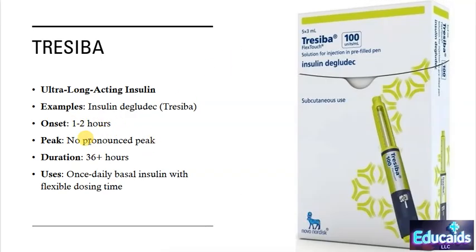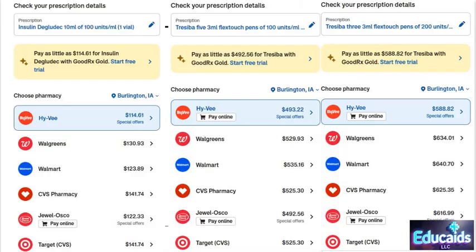Again, onset is 1 to 2 hours. There's no pronounced peak, so they can take that and then drive to the restaurant. However, as you can see here, insurance doesn't always like Tresiba, even though it may work a little bit better. One vial of it is over $100, and if you get 5 of those pens, we're looking at about 500 bucks. Or, and then I will talk more about this. This is a high dose insulin for people who really struggle with blood sugars and need higher doses of insulin. You don't see the 200 units per ml often, but as you can see, insurance doesn't always like that one.